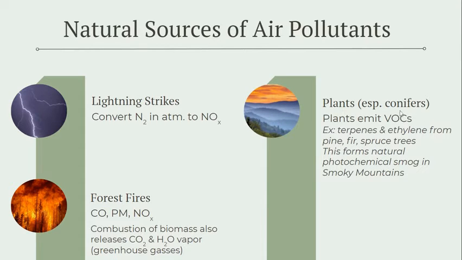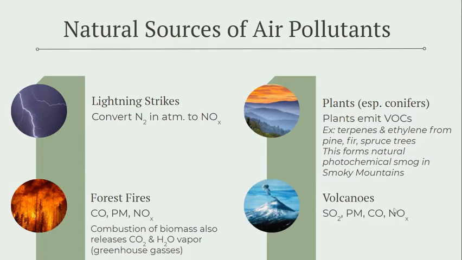We've talked about conifers, plants. They emit volatile organic compounds, terpenes and ethylene from pine, fir, and spruce trees. This forms a natural photochemical smog. So the Great Smoky Mountains are this way specifically for that reason. It's an interesting thing to see.